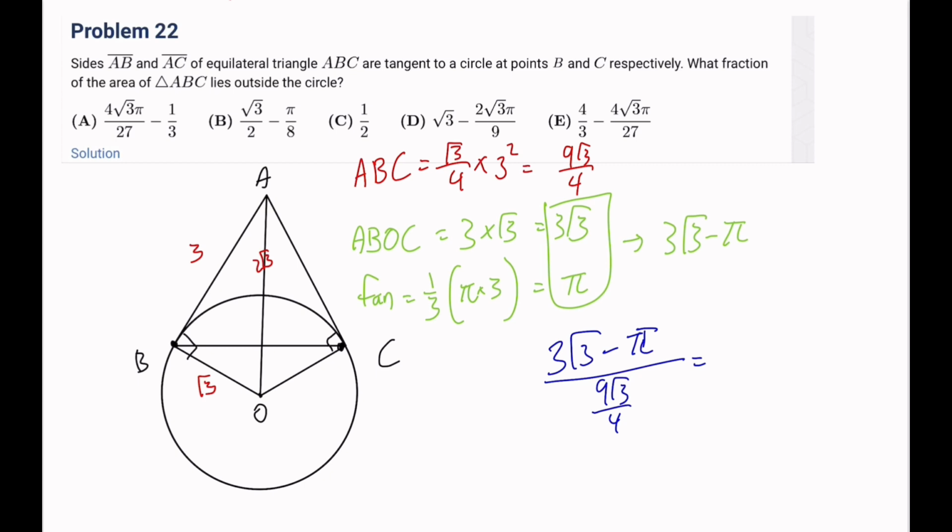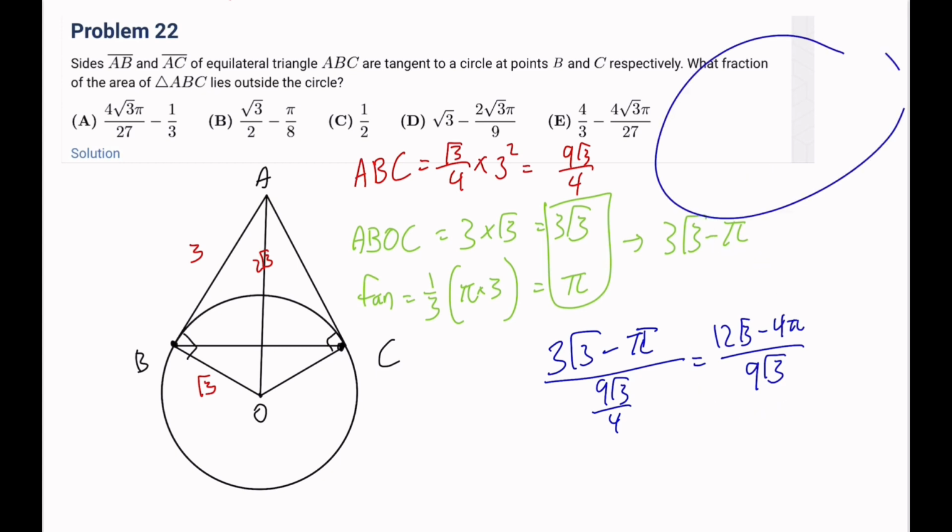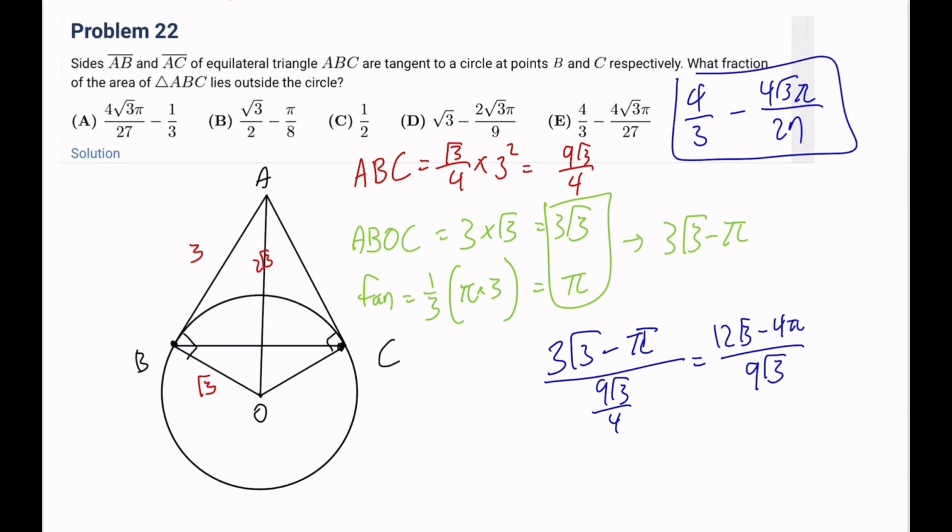And so this equals all over 9 root 3, and then 12 root 3 minus 4 pi. And so if we split that like that, let's move this up here, right? Then this will become 4 over 3, and then minus this will become 4 pi over 9 root 3. And if we multiply root 3 to both numerator and denominator, that will be 4 root 3 pi over 27. So this is answer choice E.